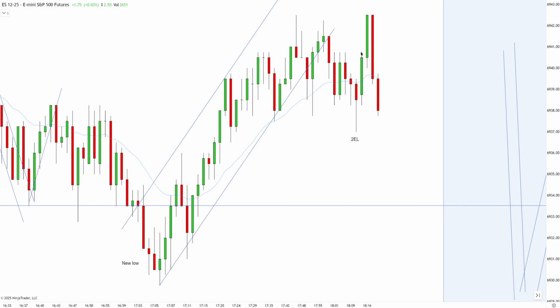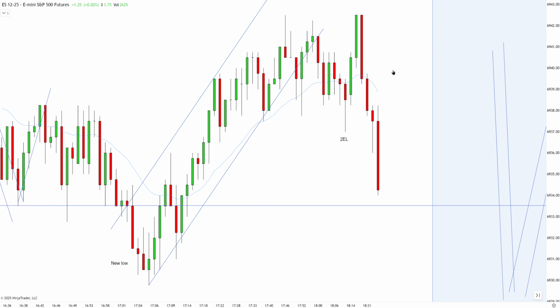I don't even like the double bar because this is where your entry needs to be, and the stop loss goes all the way down here. We prefer double bars when they're closer to each other, so this is not the greatest trade.